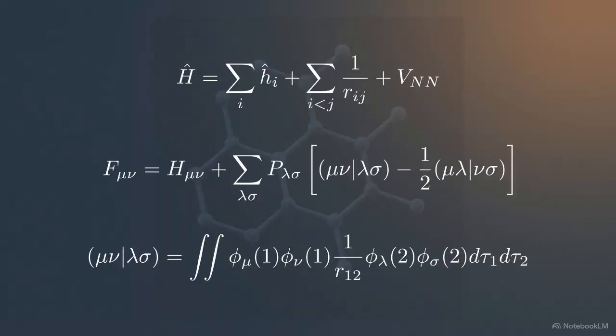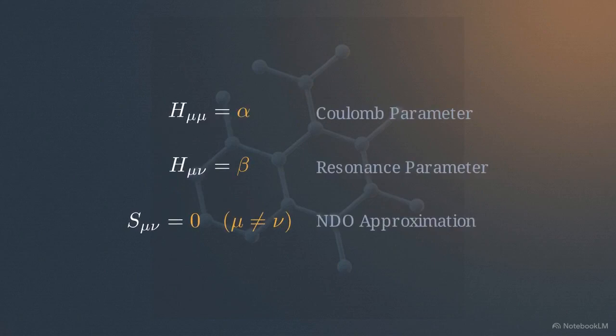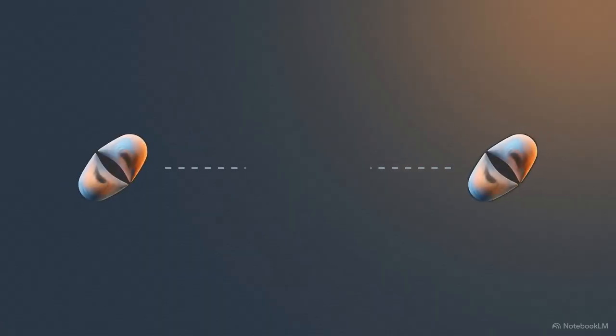To process anything larger than a few atoms, chemists have to selectively amputate a massive portion of this math. This is solved through a truncation strategy known as the Neglect of Differential Overlap, or NDO. The physical intuition behind NDO is straightforward. If two orbitals are located on completely different atoms and their overlap is incredibly weak, their interaction is mathematically negligible.